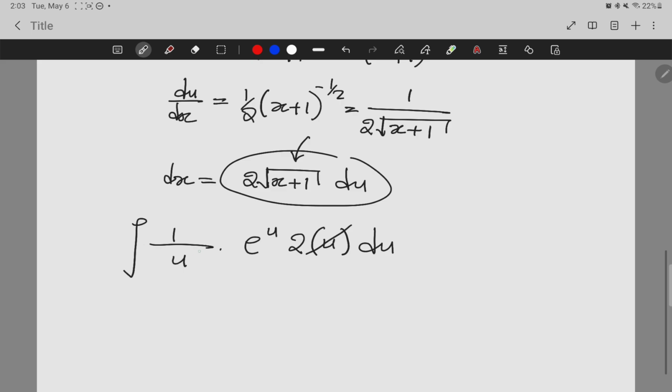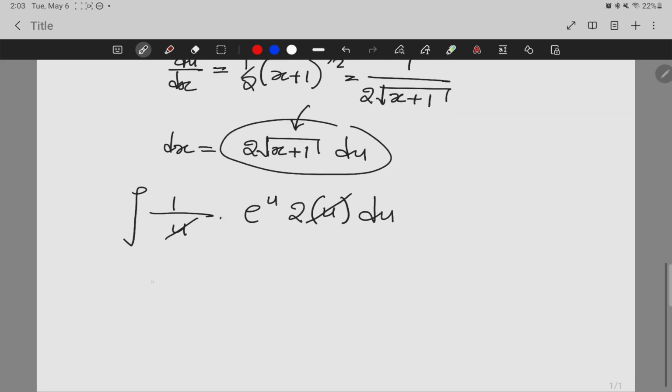Here we see that the u gets to cancel out, leaving us with only the integral of e to the power u du. And of course, the integral of e to the power u with respect to u reduces to just e to the power u as well.